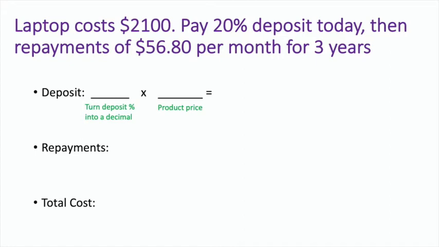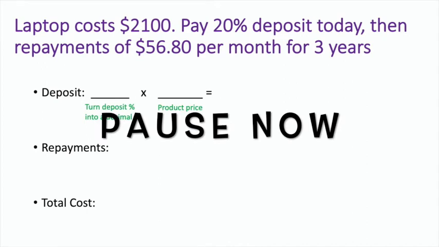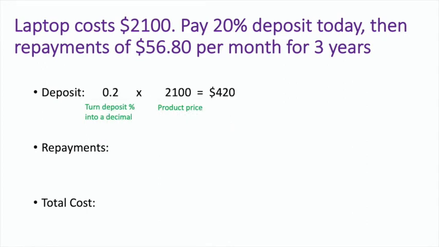These notes are really, really important. Make sure you're writing down these notes, pause it whenever you need to, because you follow these same steps for every single one of these questions. And then times it by the product price. That'll give you the deposit. Do that now. Here we are with your deposit amount. 20% becomes 0.2 as a decimal, times the price of the laptop, you're paying a $420 deposit.